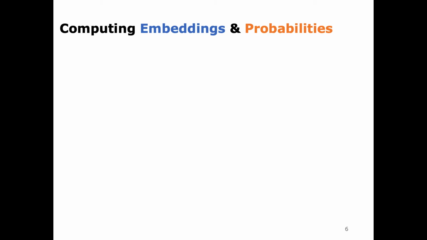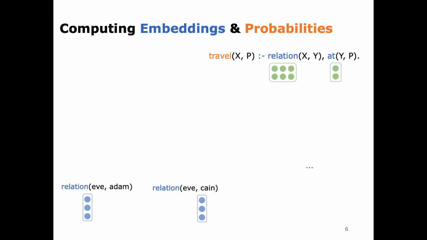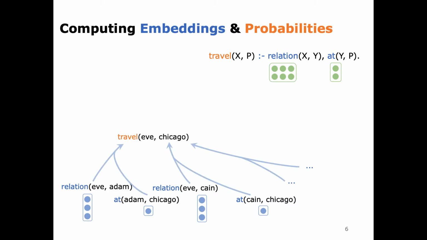Now in the same way, we can compute the relationship between Eve and any other person at Chicago. According to this rule, X is possible to travel to P if X has a relationship with someone who is already at P. So we can use these facts together with the facts that they are at Chicago to compute the embedding of Eve travel to Chicago.